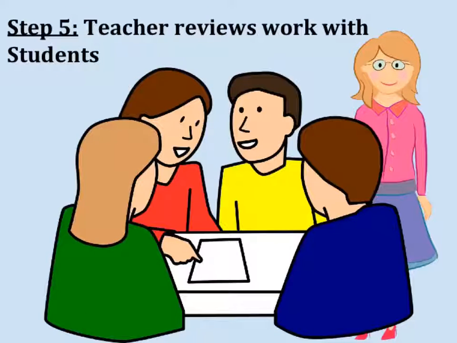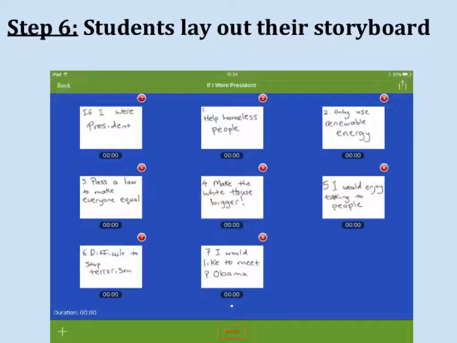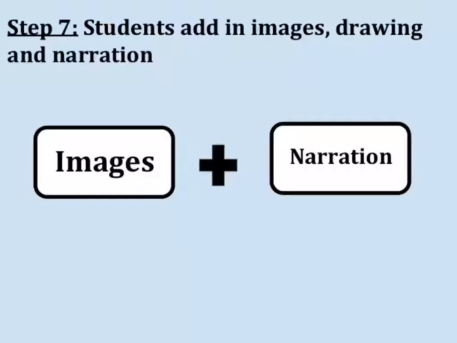Step 5. At this stage, you should check it to see if their explanations are clear and correct. They can change things around now if needs be. Step 6. The students then lay out their script on slides for their storyboard. And finally, Step 7. They add in images, drawing and narration to make their flipped lesson on the subjunctive.